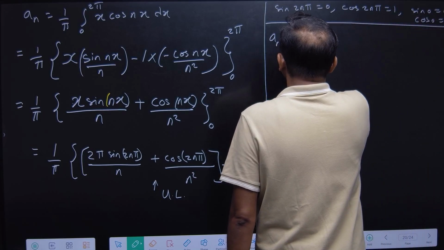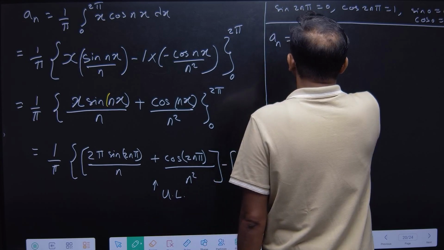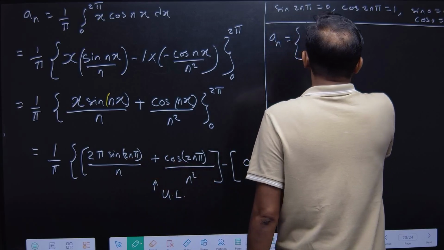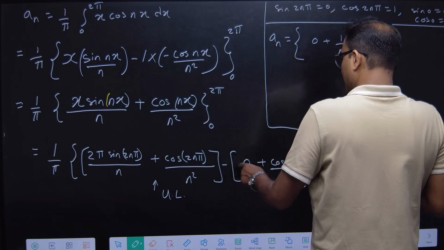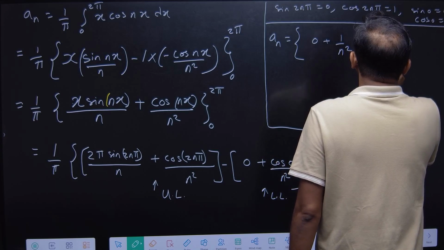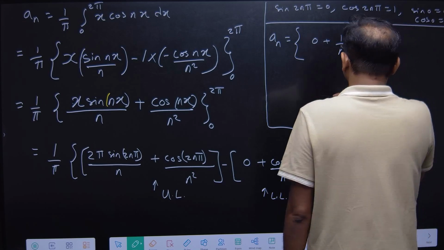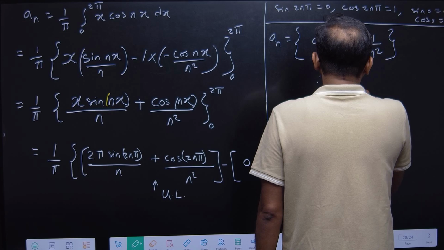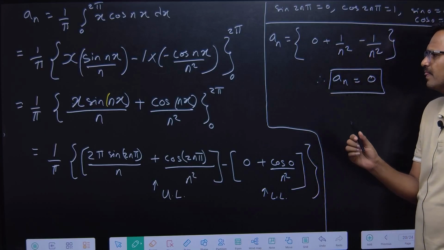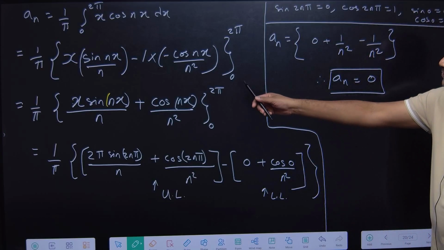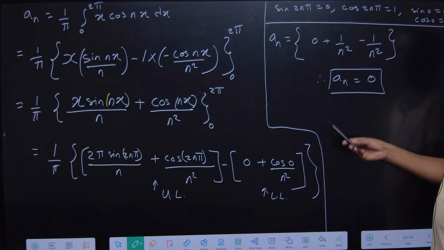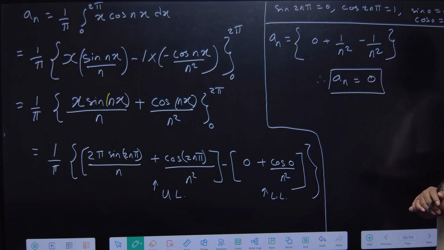Substituting the respective values, we will get an is equal to, this sine 2n pi term is going to be 0. This first term will be 0. Cos 2n pi is 1, so plus 1 upon n square. This minus into 0 will be 0, and minus into plus will be minus. Cos 0 is 1, so 1 upon n square. Plus 1 upon n square minus 1 upon n square gets cancelled, and we get an is equal to 0. So see, after applying the formula of integration by parts, integration uv, we put the limits, upper limit 2 pi minus the lower limit 0, and simplify. After simplifying, we are getting an as 0.